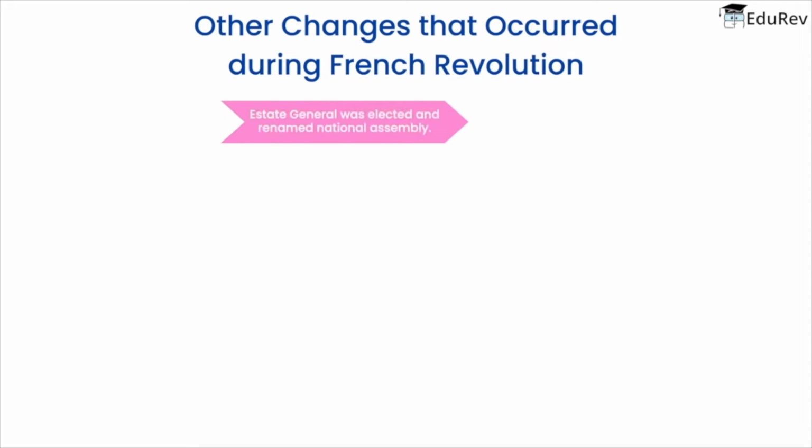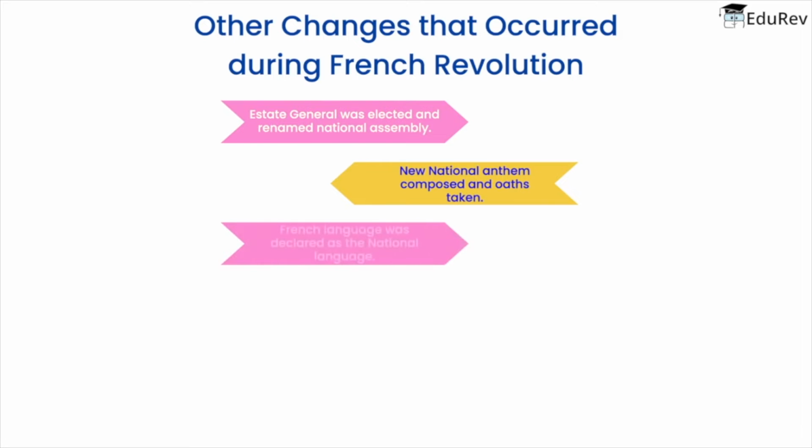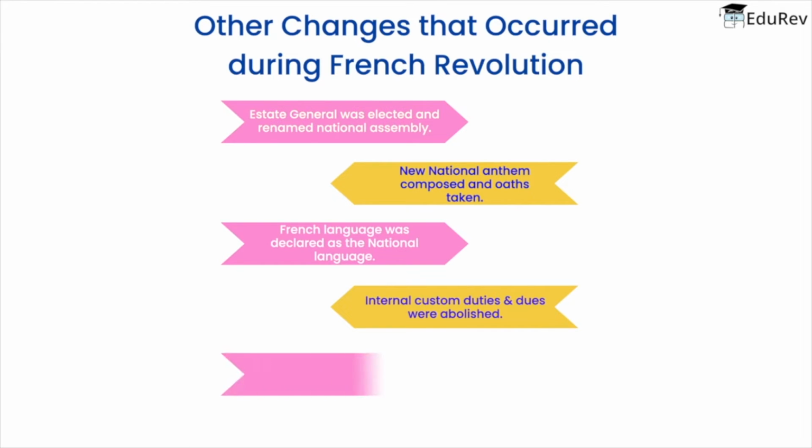The Estates General was elected by the body of active citizens and renamed the National Assembly. New hymns were composed, oaths taken, and martyrs commemorated, all in the name of the nation. A centralized administrative system was put in place, and it formulated uniform laws for all citizens within its territory. Internal customs duties and dues were abolished, and a uniform system of weights and measures was adopted.